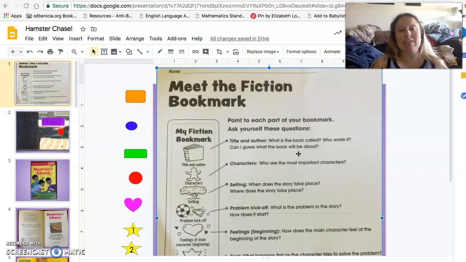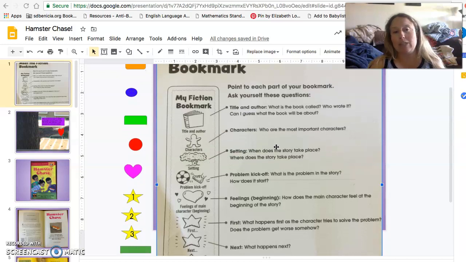So in front of you here, I have my Google Slides up and I'm going to go over some of the pages with you. And then I also put the Google Slides without my video so that you could just view it on your own. I hope you've printed this or you've maybe recreated it on a notebook paper or copy paper, whatever you have. So color along with me. You can use any kind of writing utensil to color with me. And let's meet the fiction bookmark.